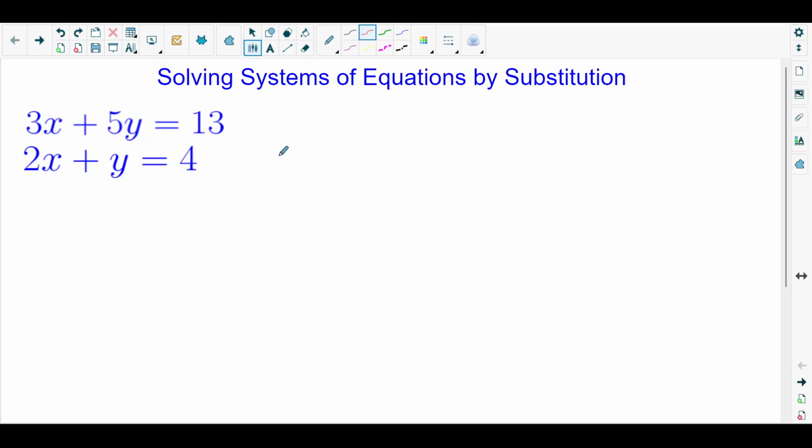In this video, we look at solving systems of equations by substitution. We'll use these two examples here for equations. Just a reminder that when we solve a system of equations, we're really looking for when the two, in this case, linear equations, when do they cross, when do they meet, what is the point of intersection.